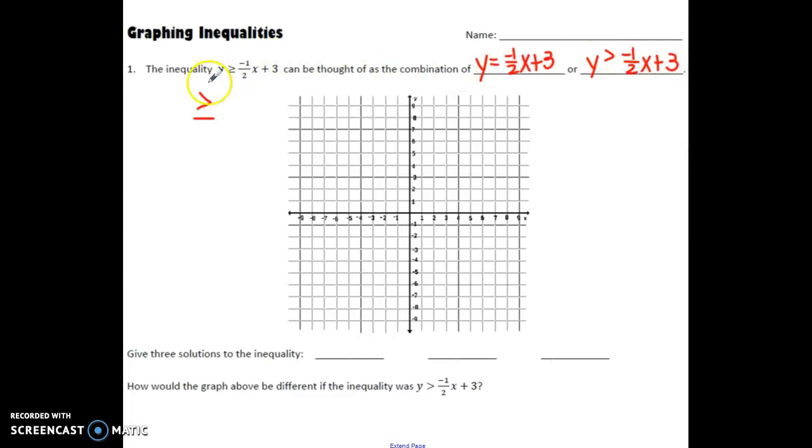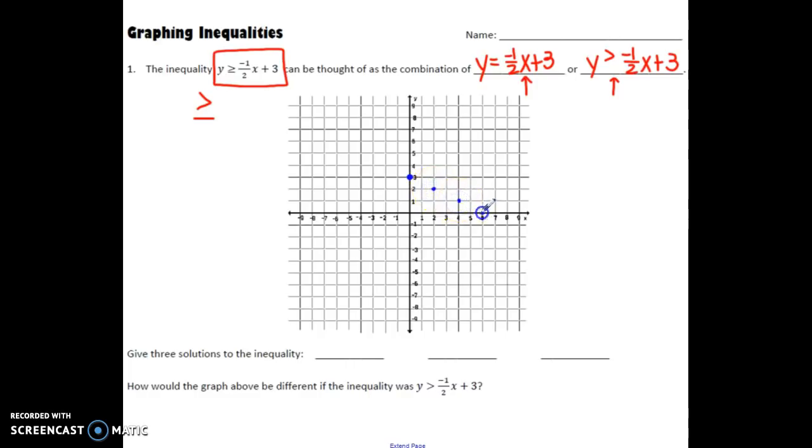So really, when we're graphing y is greater than or equal to negative 1/2 x plus 3, we are graphing both the equation and the greater than inequality. So let's start with the one that we're most familiar with. We know how to graph y equals negative 1/2 x plus 3. So we're going to find the y-intercept at 3, and then our slope is down 1, right 2.